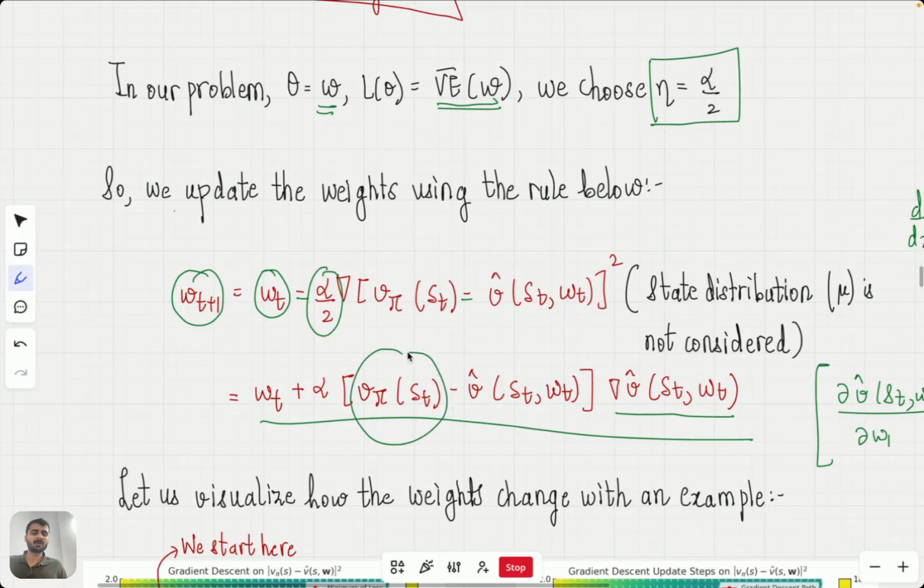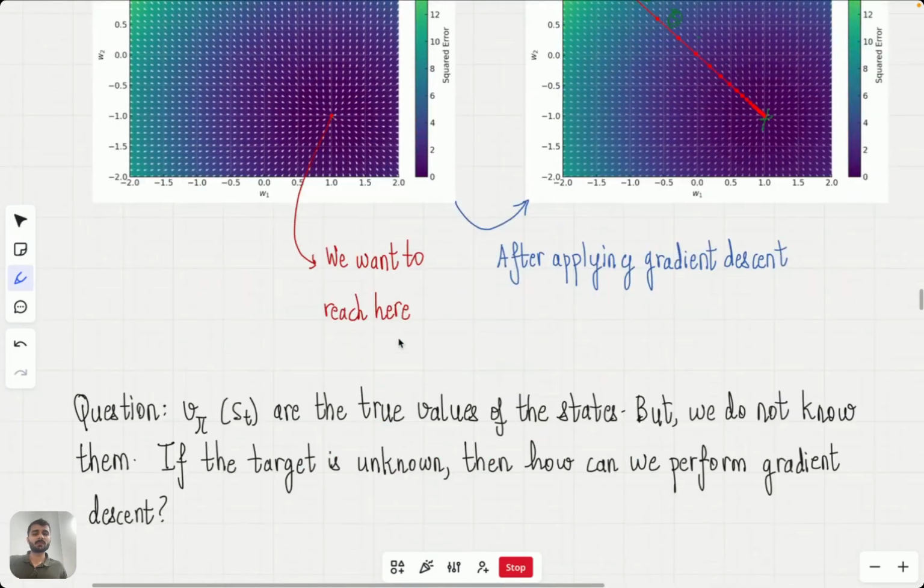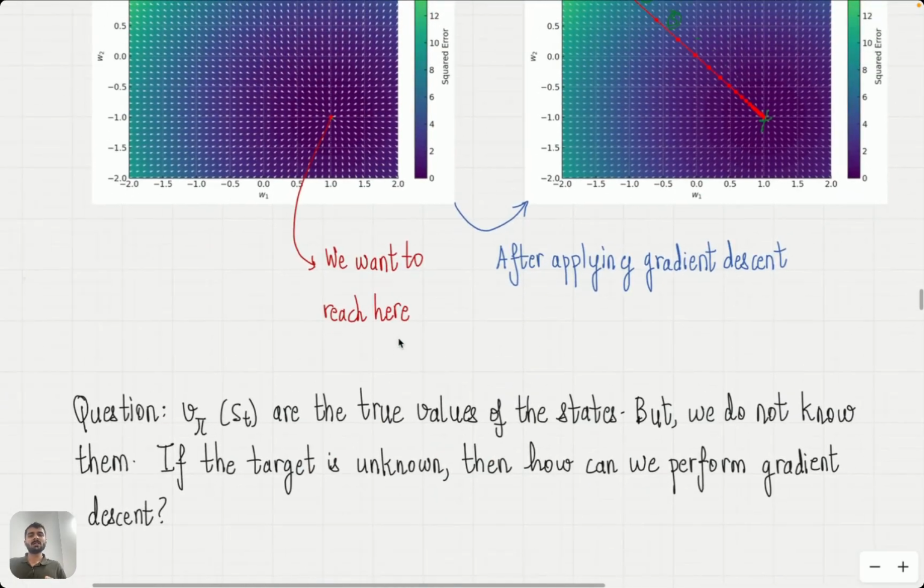This is the true value function, which we are not aware of. So this is the issue of the targets not being known, which we mentioned before. If the target is not known, then how can we perform gradient descent? We are not aware of the true value of the target at all. So how can we perform gradient descent? Because we cannot substitute the true value in the formula. And this is something which we will understand.